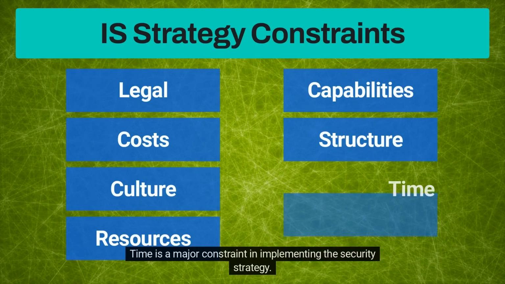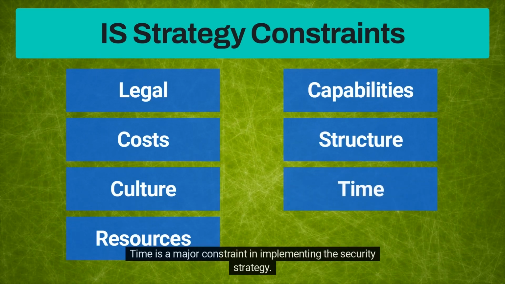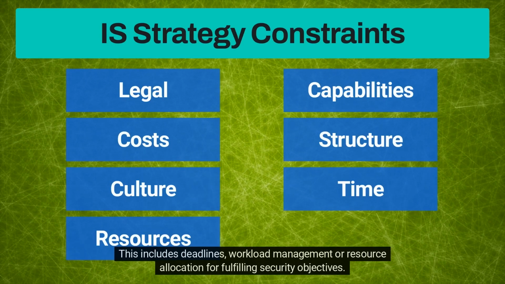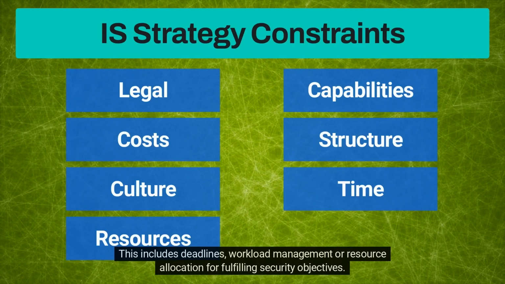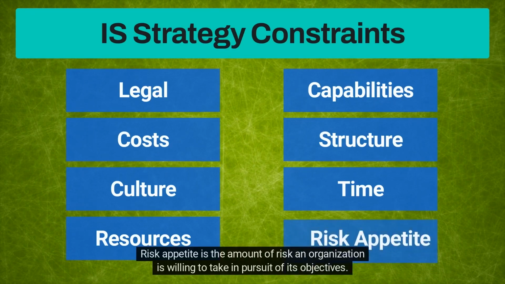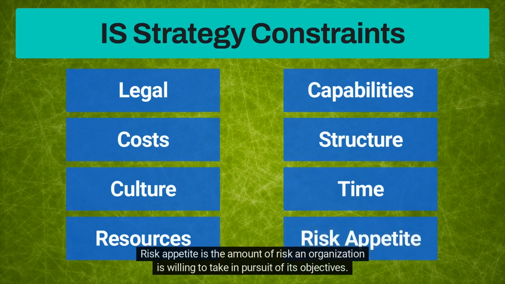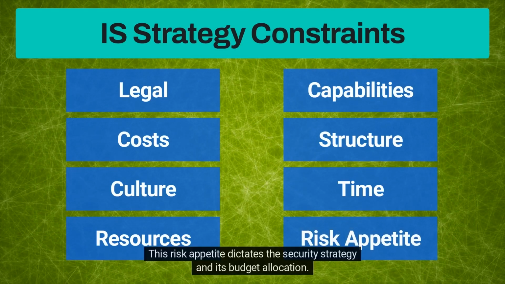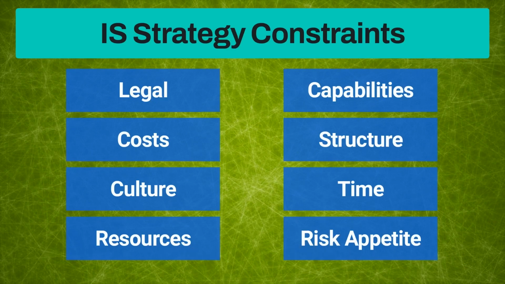Time is a major constraint in implementing the security strategy. This includes deadlines, workload management, or resource allocation for fulfilling security objectives. Risk appetite is the amount of risk an organization is willing to take in pursuit of its objectives. This risk appetite dictates the security strategy and its budget allocation.